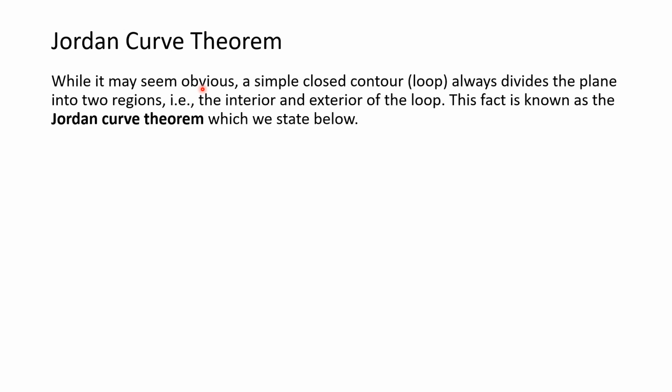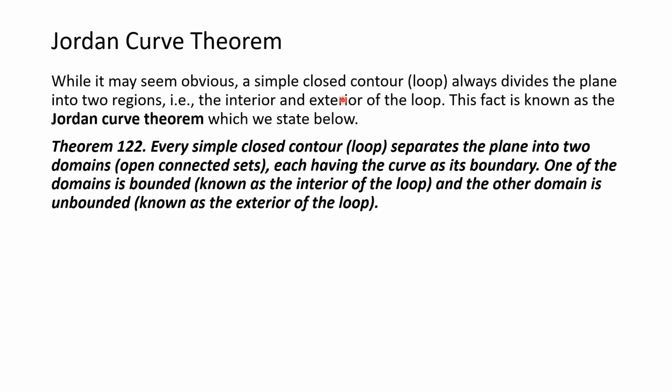Related to simple closed contours, which sometimes we'll just refer to as loops, we have something called the Jordan curve theorem, which says that every simple closed contour divides the plane into an interior area and an exterior area. Stated a little bit more formally, every simple closed contour separates the plane into two domains, i.e. open connected sets, each having the curve as its boundary. One of the domains is bounded, known as the interior of the loop, and the other domain is unbounded, known as the exterior of the loop.